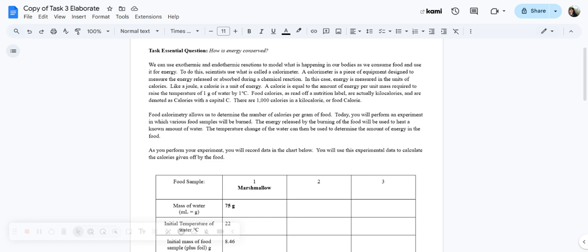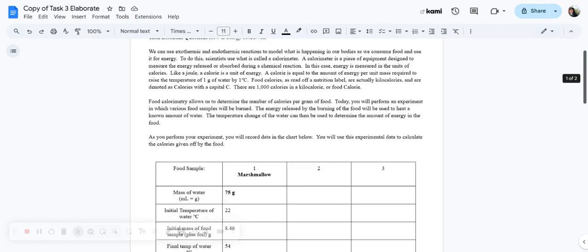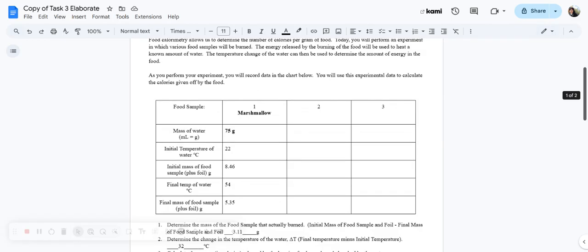All right, this is take 6 of Dr. Hall recording how to complete task 3, elaborate, for your food burning lab. And I'm going to show you how to do your calculations for this lab in case you get stuck doing the calculations outside of class. So, for example, the marshmallow.